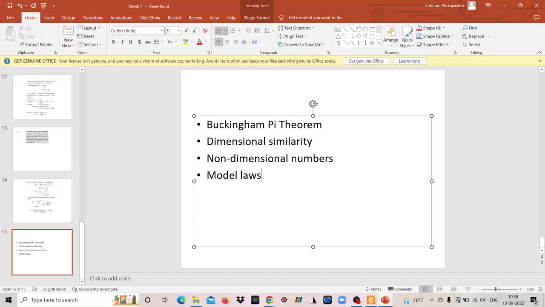There is no need to give much stress on Rayleigh's method. It's there in the curriculum, however, because of its limitation, it is not of much use, and in competitive exams it's very rare that you will get any question on Rayleigh's method. However, Buckingham pi theorem, dimensional similarity, different non-dimensional numbers, and the model laws are the four important topics from this chapter. You should give stress on these four topics from dimensional analysis, and that will serve the purpose.